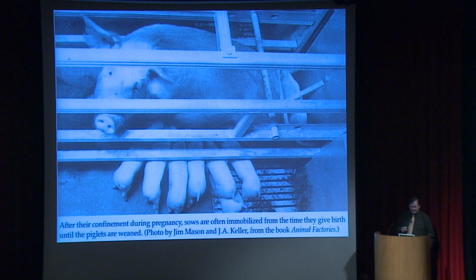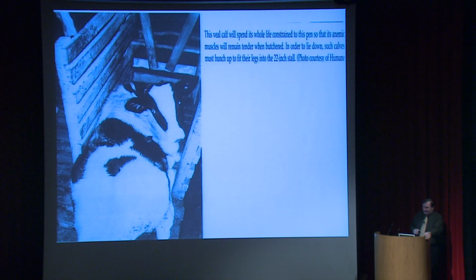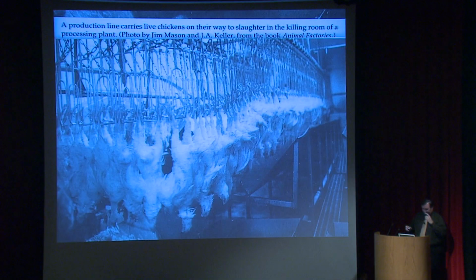This is from a book called Animal Factories, and the heading on the little caption there, if you can't read it, says, after their confinement during pregnancy, sows are often immobilized from the time they give birth until the piglets are weaned. This is a picture of a calf confined to a very small space, and you'll see more about this in a video I'll show in a moment, being raised for veal. And it says this veal calf will spend its whole life constrained to this pen so that its anemic muscles will remain tender when butchered. In order to lie down, such calves must hunch up to fit their legs into the 22-inch stall.